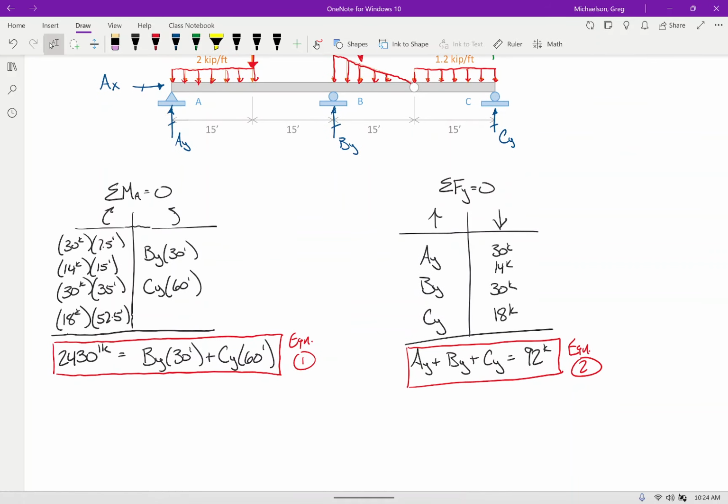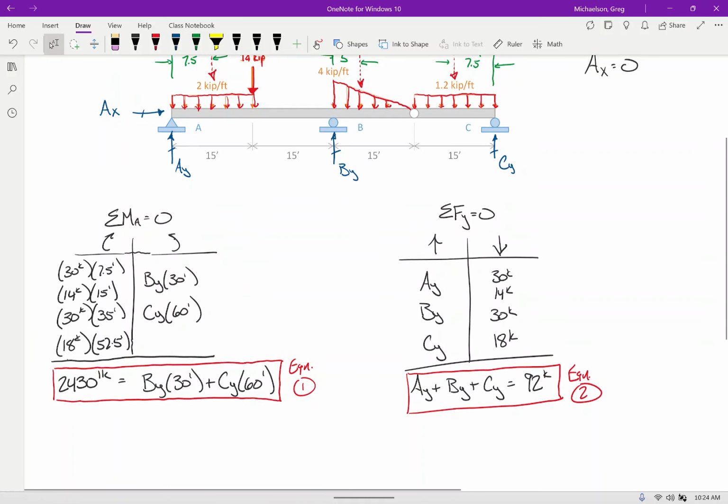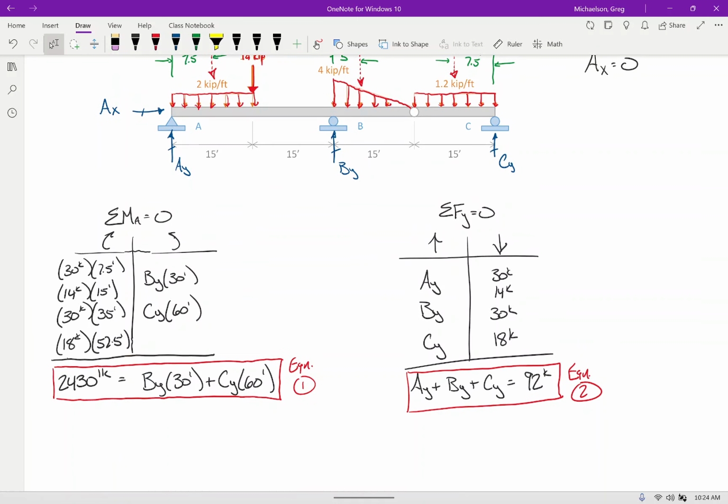Okay. That doesn't help me either. I'm not saying it's not a useful fact, but it doesn't help me directly to solve for one of these unknowns right now. Okay? So how am I going to solve for these unknowns? How am I going to figure out exactly what is AY, what is BY, what is CY? How am I going to do that?